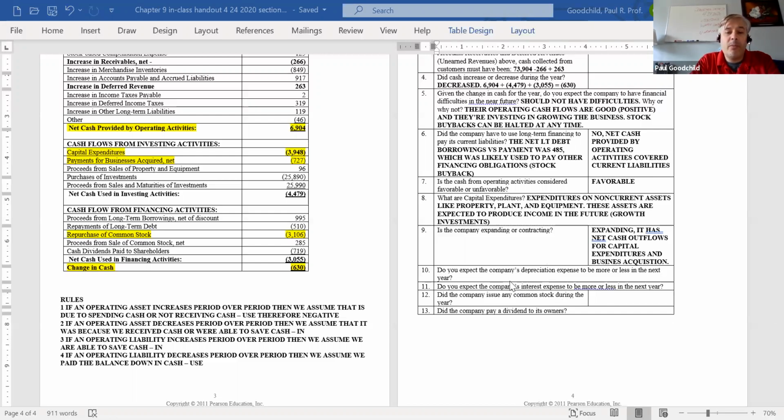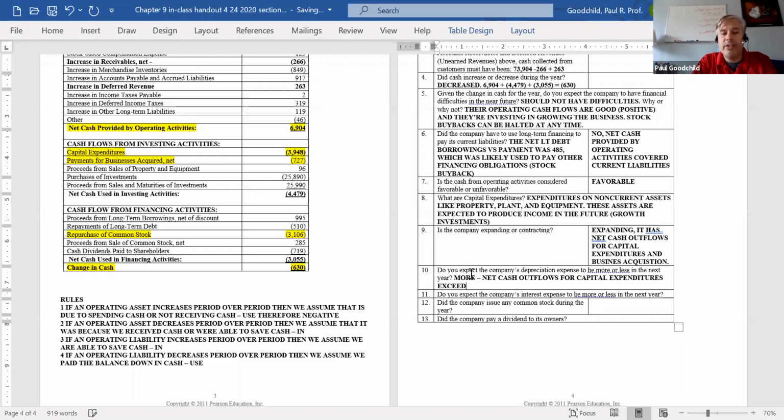So it says, do you expect it to be more or less? I expect it to be more, and that net cash outflows for capital expenditures exceeds the sale of PP&E. So we'd expect that these capital expenditures will be depreciated going forward and will increase their depreciation.